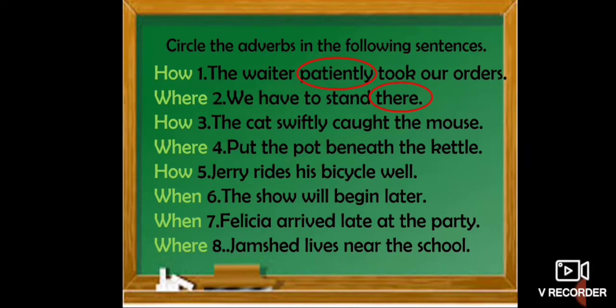Look at the next sentence. The cat swiftly caught the mouse. Now, what is the action here? Caught. That is the verb. Now, ask this question. How did the cat catch? The cat caught swiftly. How did he catch? Swiftly.